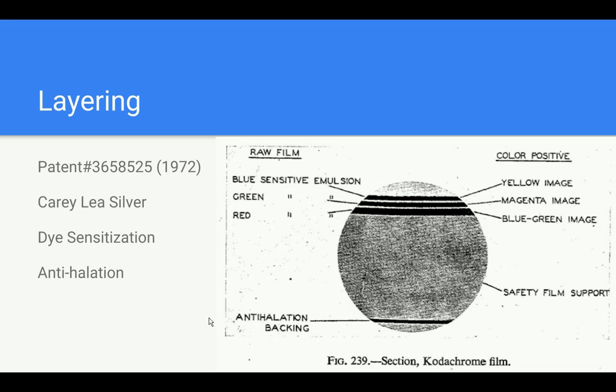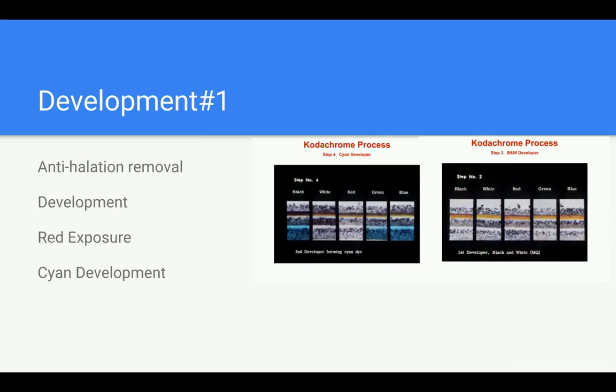Now, at exposure, it creates 3 separate images in the 3 separate layers. Once it's taken in for development, first of all, the anti-halation backing is removed. Second, it's just a standard development to create a negative image in all 3 layers. Then the first reversal process is done for the red layer in the bottom.